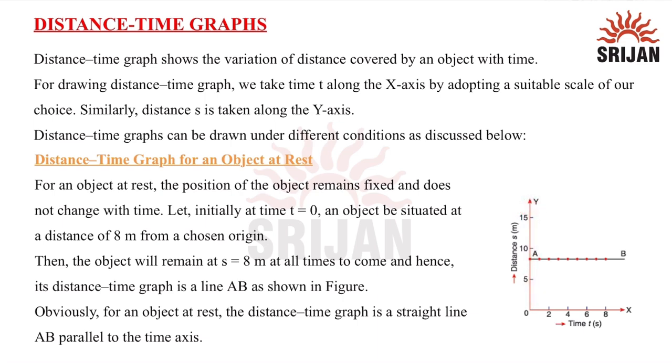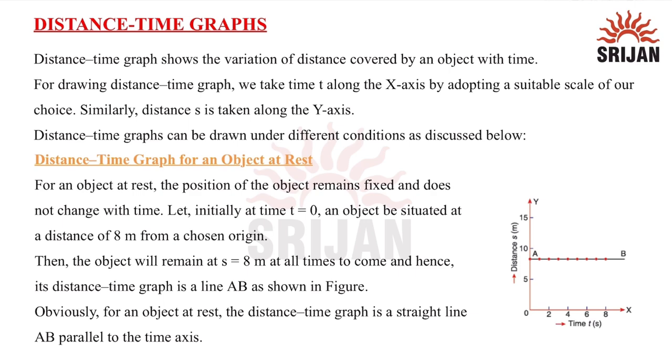Distance time graph can be drawn under different conditions as discussed below. When the object is at rest. So for the object at rest, the position of the object remains fixed and does not change with time. Let initially at t equals 0, the object is situated at 8 meter from the chosen origin O. Now, the object will remain at s equals 8 meters for all the time to come, and hence the distance time graph is a line AB as shown in the figure.